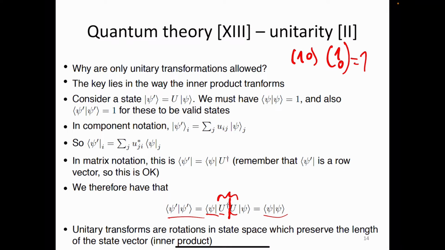So unitary transformations are rotations in state space which preserve the length of the state vector, so the inner product. That means your states, so say we have the state 1, 0, after applying your unitary transformation, it must still be 1, 0. It can't be 2, 0. So it must preserve unitarity, because otherwise these states wouldn't be meaningful anymore, right?